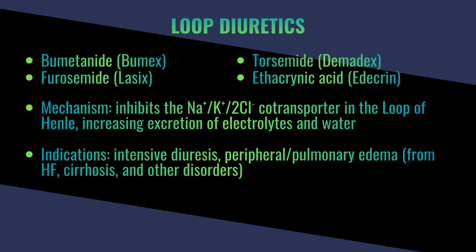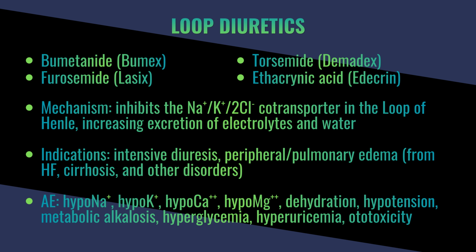These drugs are used when intensive diuresis is required. They assist with eliminating peripheral and pulmonary edema from heart failure, cirrhosis, or other disorders. Knowing it increases the excretion of electrolytes, you can surmise that the adverse effects include hyponatremia, hypokalemia, hypocalcemia, and hypomagnesemia. Excessive fluid loss can lead to dehydration, hypotension, and metabolic alkalosis, also known as a contraction alkalosis. Loop diuretics can also lead to elevated glucose and uric acid levels.